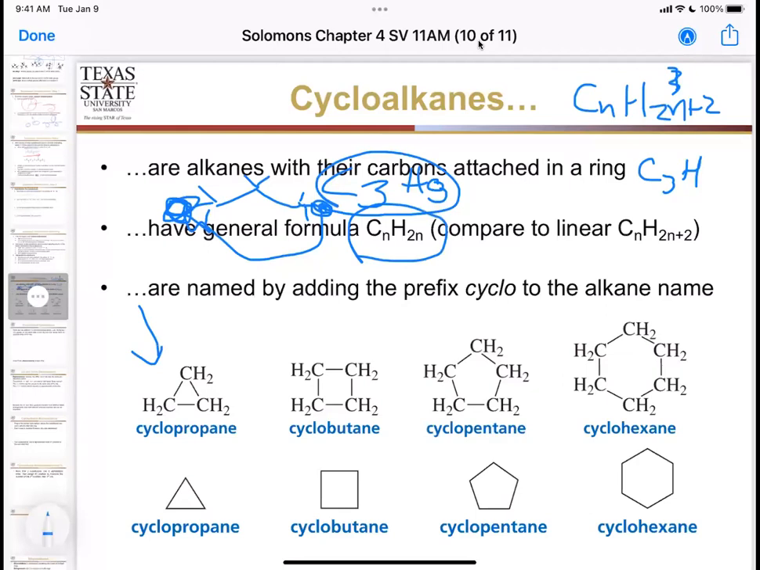Okay, so the smallest ring we can have is with 3 carbons, because 2 carbons is a line. So cyclopropane is the smallest one we can have. Okay, and so we have the cyclopropane, it's all one word, no capitalization. We move up to 4 carbons, it's cyclobutane, 5 carbons, cyclopentane, and if we had an 11 carbon ring, we'd call it cycloundecane. Okay, questions on that?